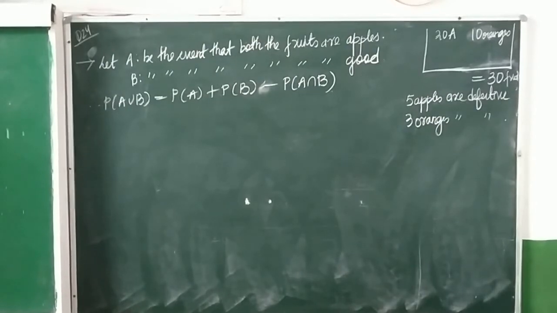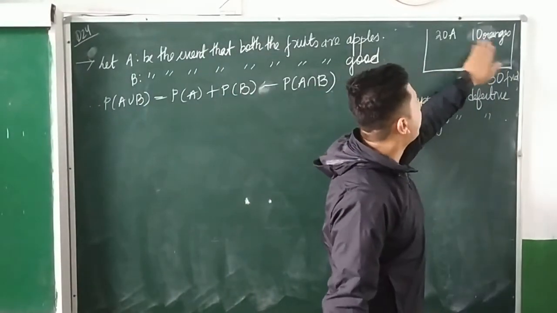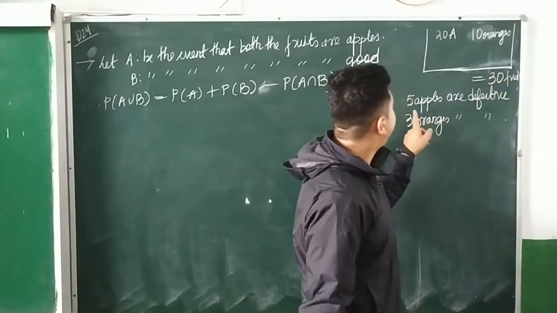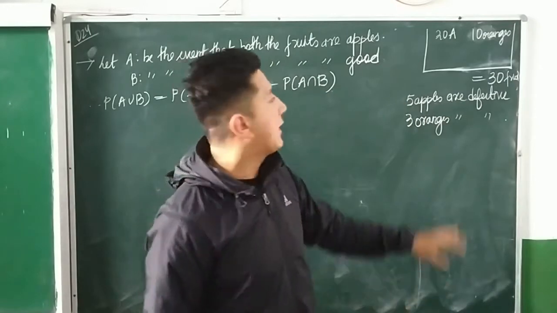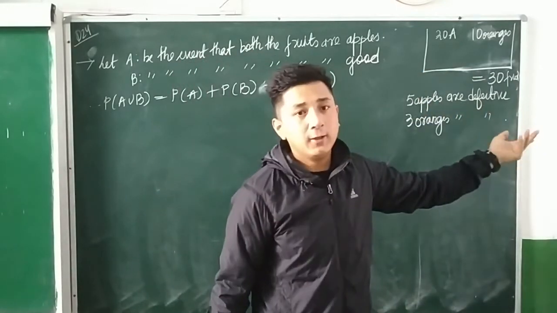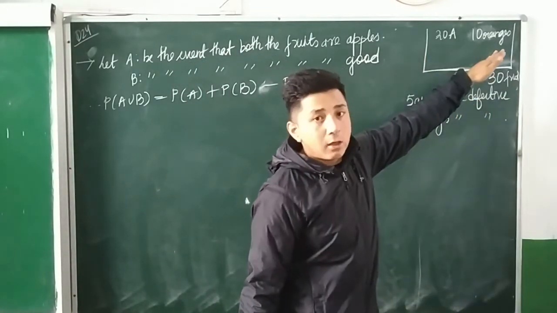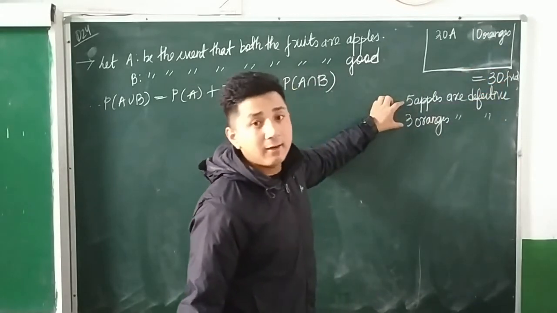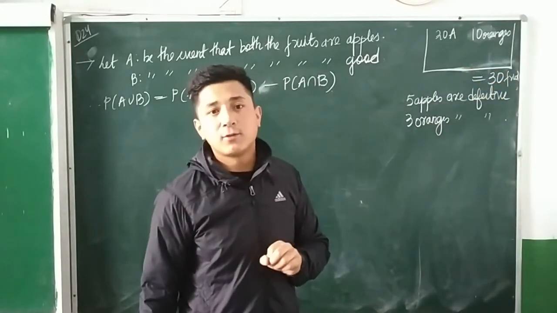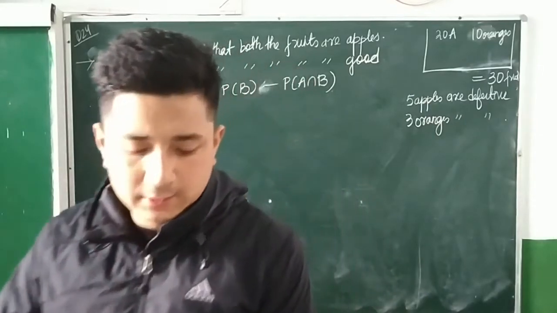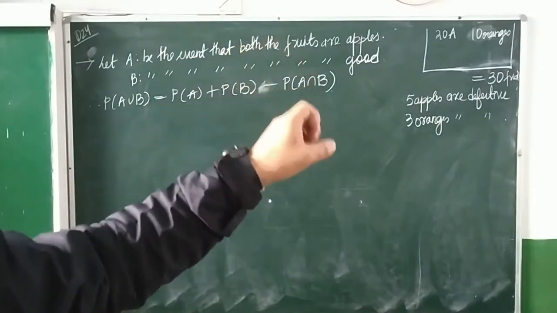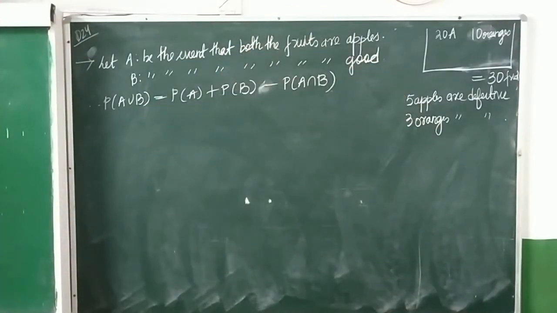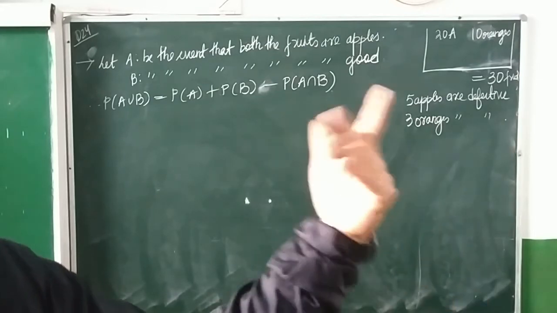So from this bag of 30 fruits, 5 apples are defective and 3 oranges are also defective. So can you tell me what is the number of good fruits here? Out of 30 fruits, 8 fruits are defective. So what is the number of good fruits? 22. Okay, let's proceed. If a person takes 2 fruits at random, now there's one guy who's taking 2 fruits at random.